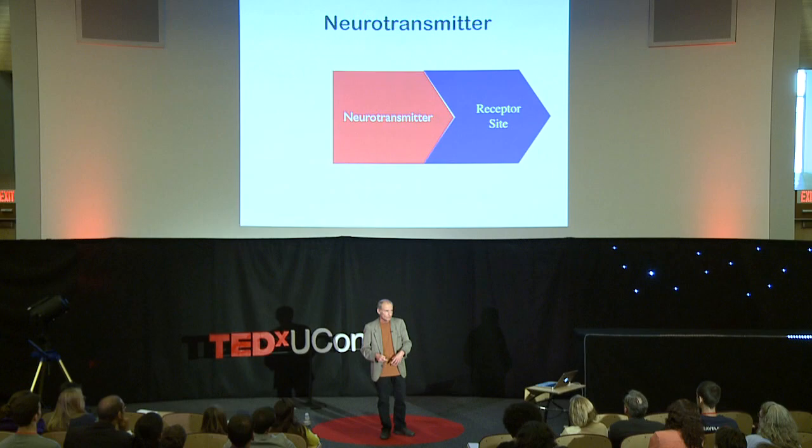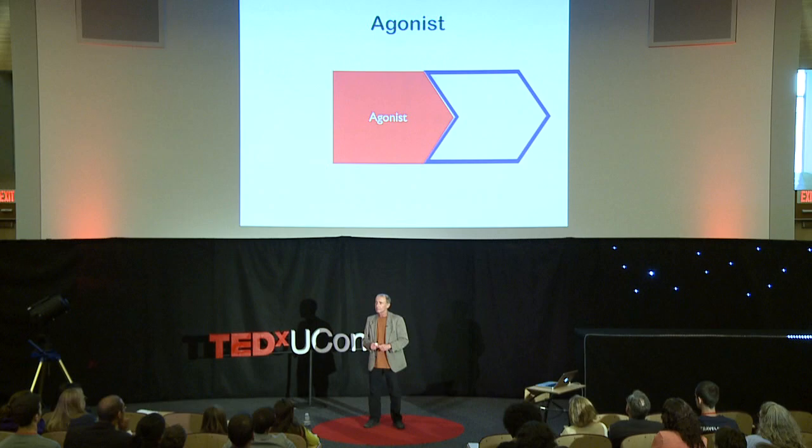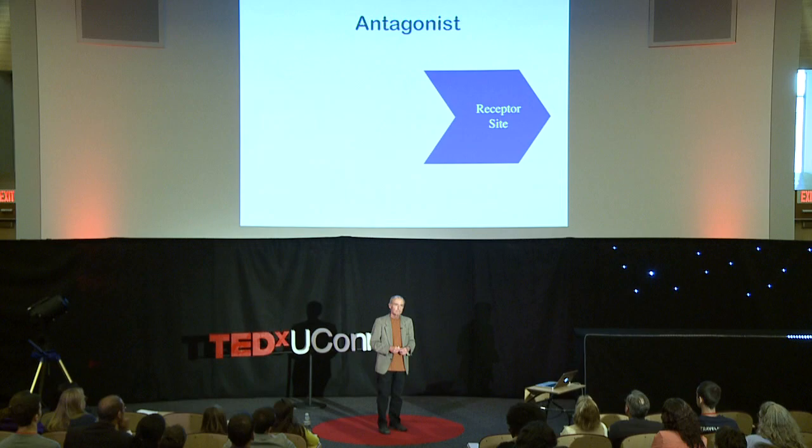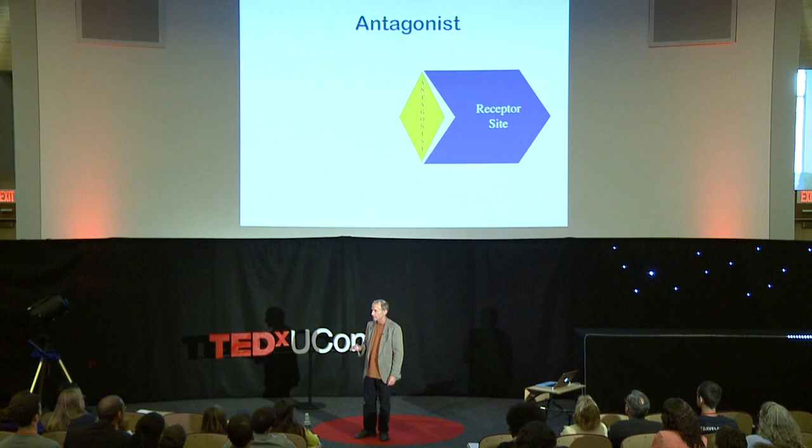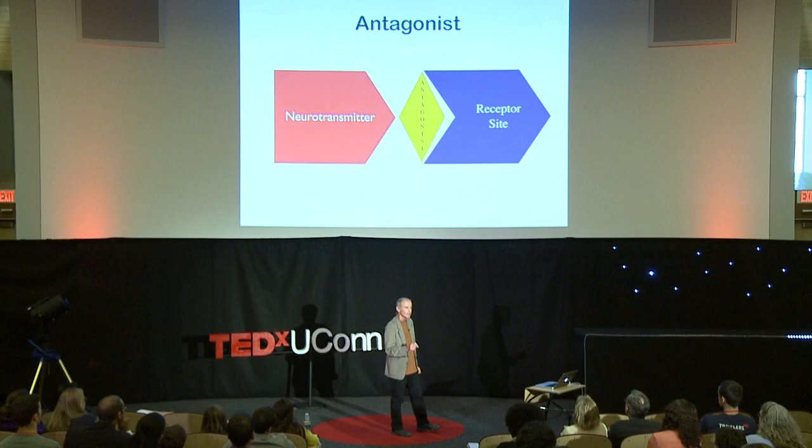An agonist is a drug that mimics the action of a neurotransmitter. Does exactly the same thing. But an antagonist blocks the action of a neurotransmitter so that it cannot lock into the receptor site. And now you have an interruption in communication in the brain. That's generally not a good thing.